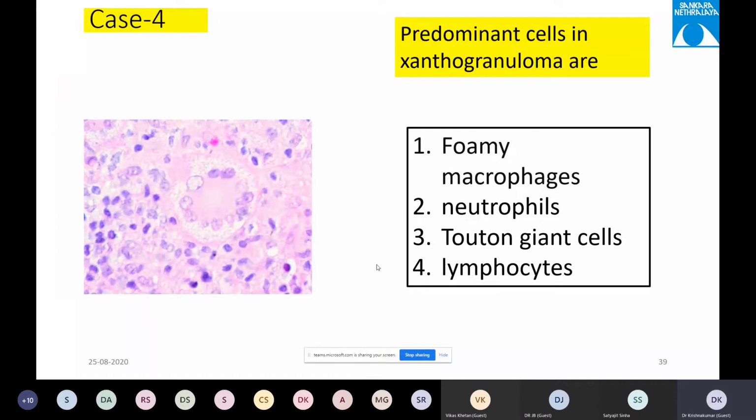What is this? This single large cell is commonly seen in xanthogranuloma. Is it a foamy macrophage? Is it a neutrophil? Is it a Touton giant cell or lymphocyte? The correct answer is Touton giant cell. Yes, this is a Touton giant cell. You find a ring of nuclei with lipid material. This is very, very diagnostic of xanthogranuloma. In fact, the diagnosis of xanthogranuloma should be made only when you see this Touton giant cell. If you don't see Touton giant cells, then it becomes a xanthoma.